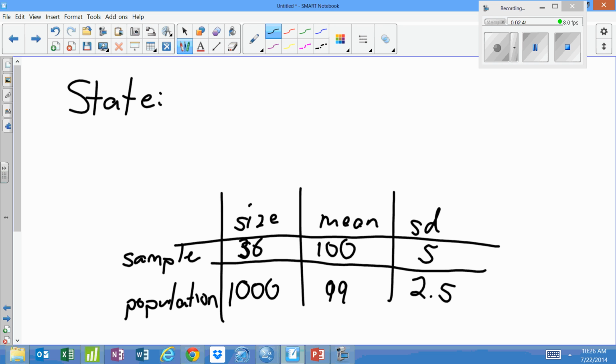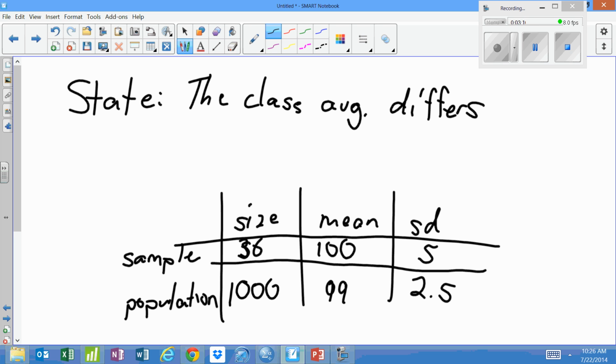So what they are trying to determine is he wants to know if his class average differs from the entire group's average. So the class average differs, meaning it's a two-tailed test. We're not trying to figure out greater than or less than, we're just trying to determine if it differs from the larger group average.